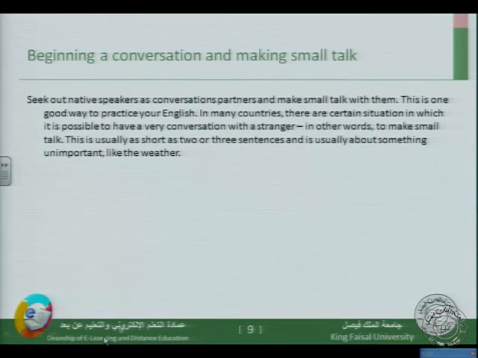Okay, imagine I'm standing now at the bus stop. Oh, the bus is too late. The other person will say, yes, it's too late. So this is small talk. You know what I mean? So small talk, it means 2 or 3 sentences. It's a short one.